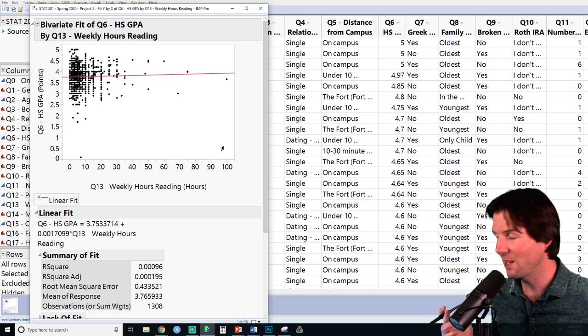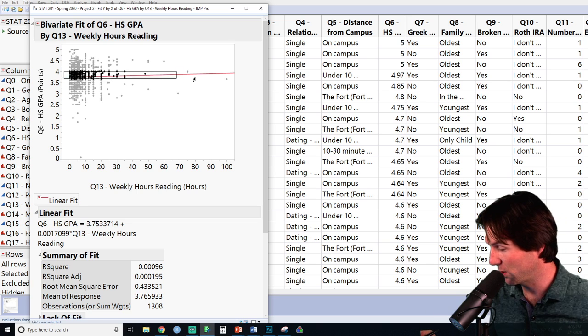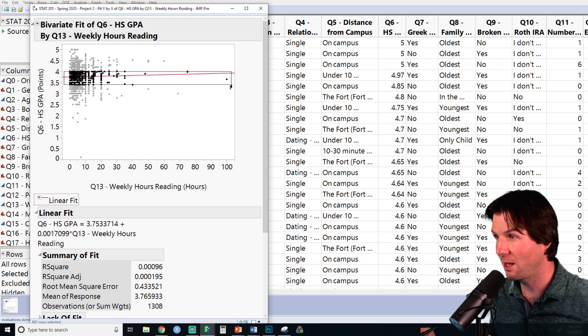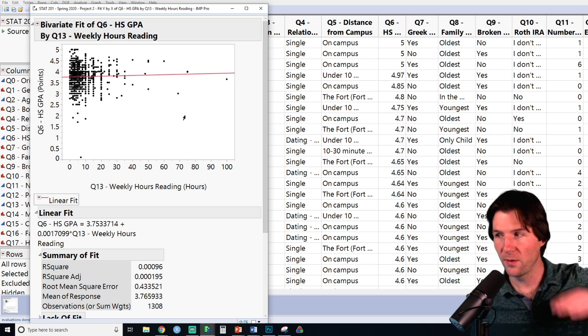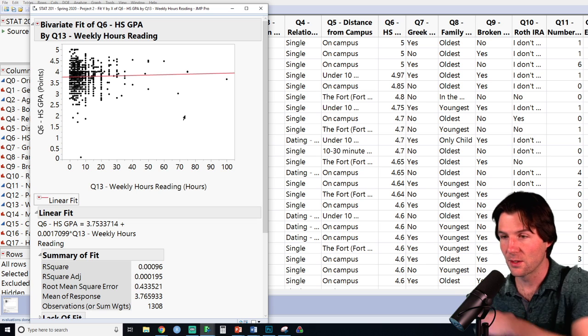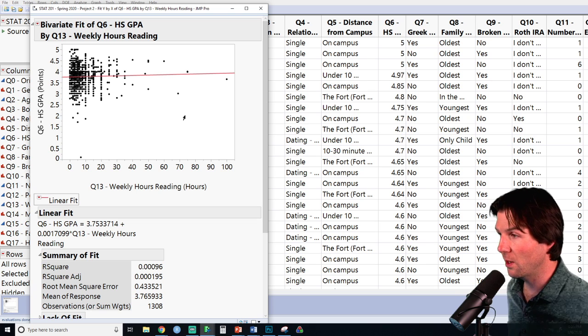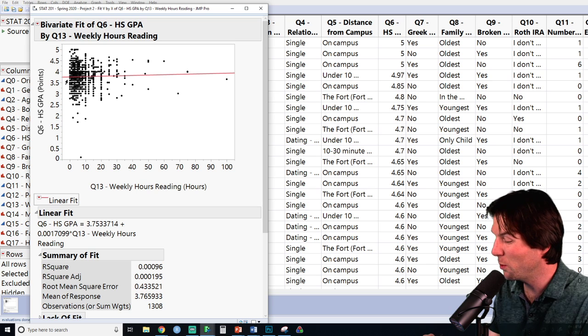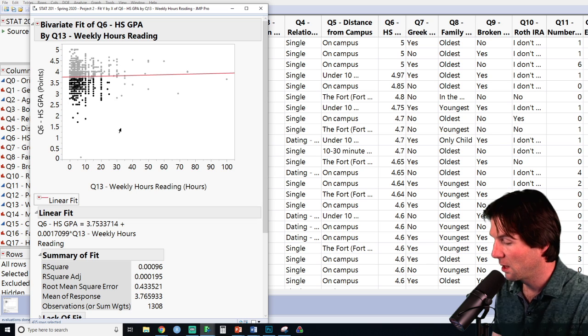So if you notice, this line looks very, very what? Just look at this line right here. Think about it. It looks very, very flat. So with this line being very, very flat, it really is not explaining the variation. What do we mean by explaining variation? If you explain variation, it would look like this.